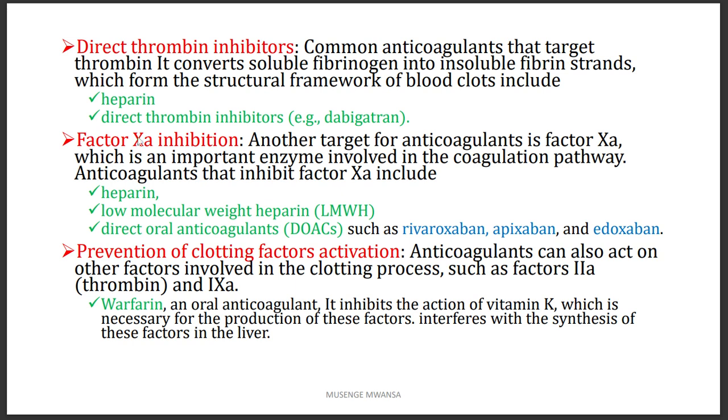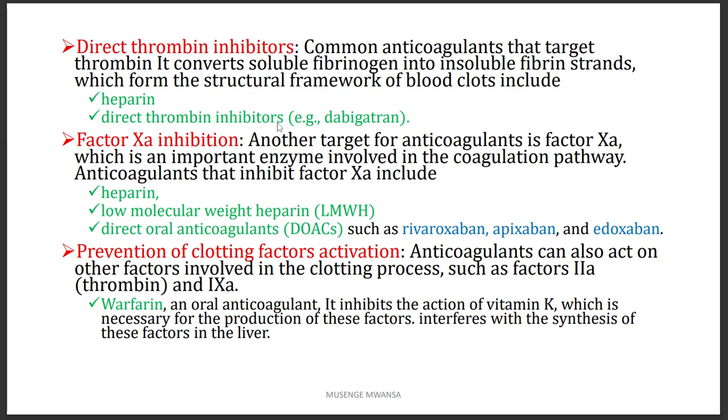Or we can work on factor 10. Activated factor 10 is the one which actually converts the prothrombin to thrombin, and the thrombin now converts fibrinogen to fibrin. So we can also work on it. Or we can work on just preventing blood clotting factor activation. There are a lot of blood clotting factors. We have got those which are involved in the intrinsic, in the extrinsic, and then in the common pathway. In the intrinsic, 12 is going to be activated to 12A. 12A activates 11 to 11A. 11A activates 9 to 9A.